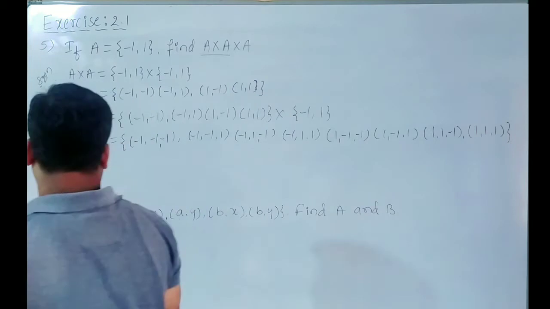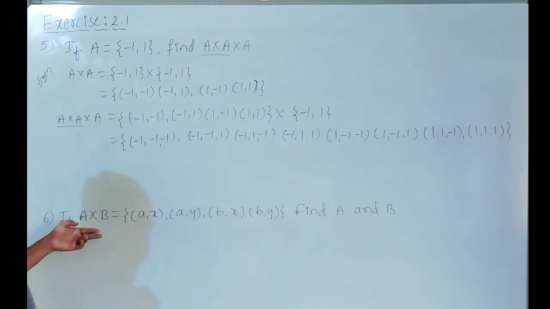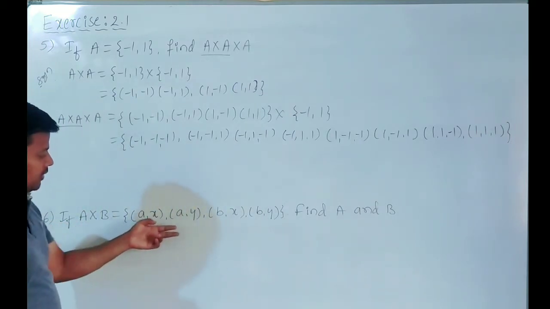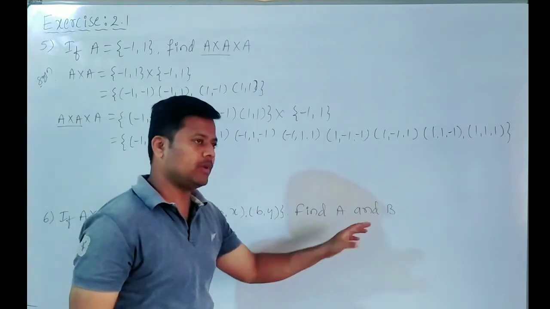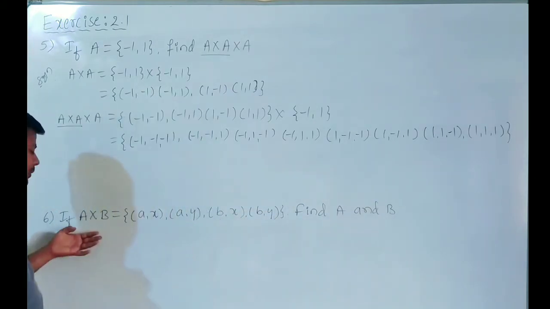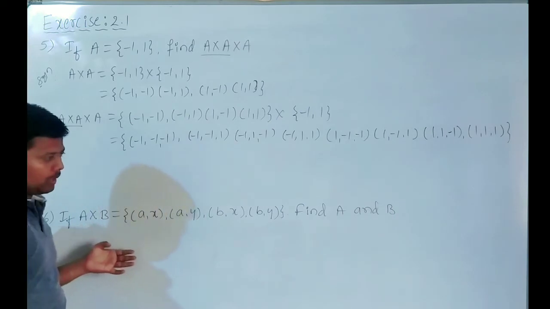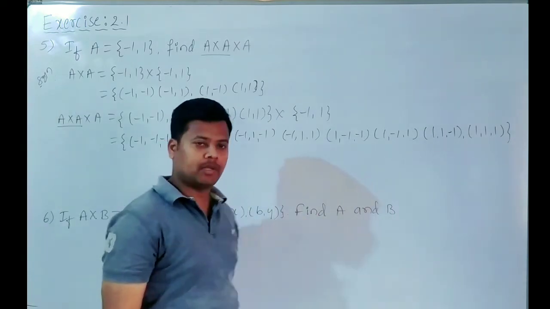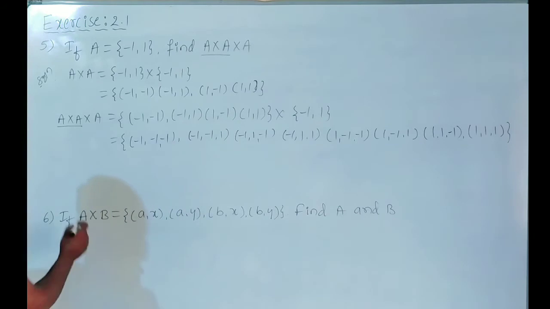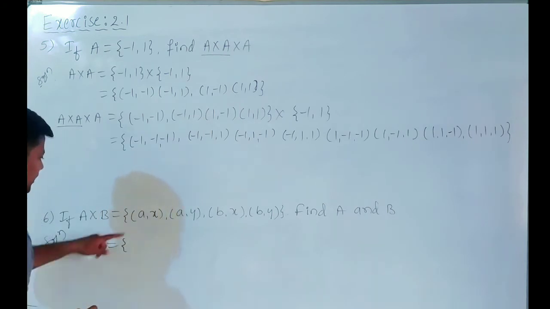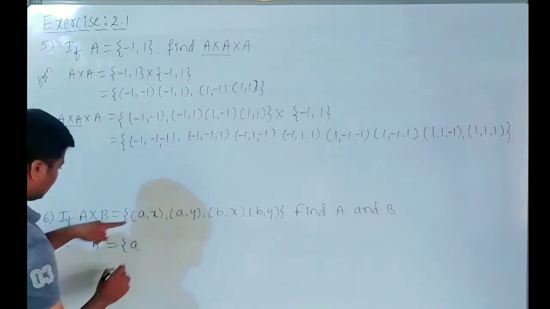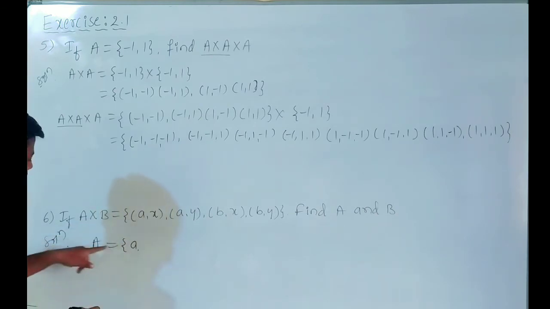Clear? Next, if A cross B equal to {(a, x), (a, y), (b, x), (b, y)}, find A and B. Here they have given A cross B and we have to find sets A and B. Already we know that the first element belongs to the first set and the second element belongs to the second set. So set A equals the first elements. So first element always belongs to the first set.